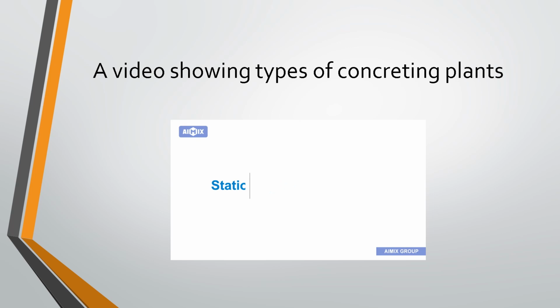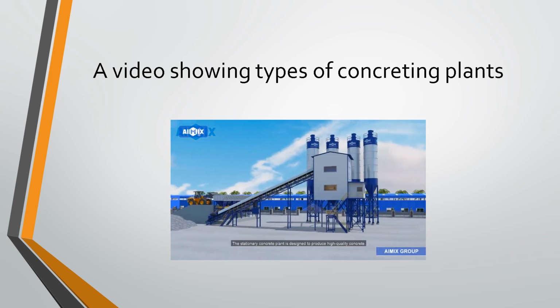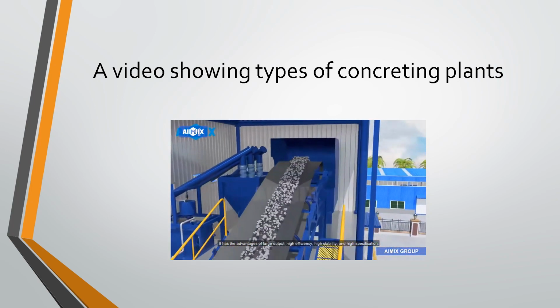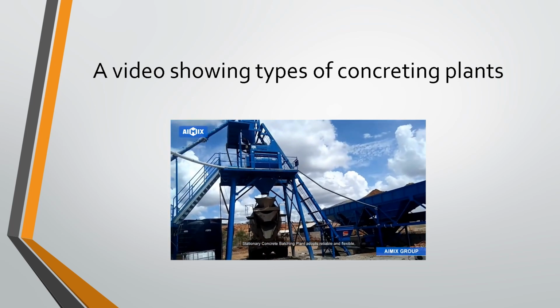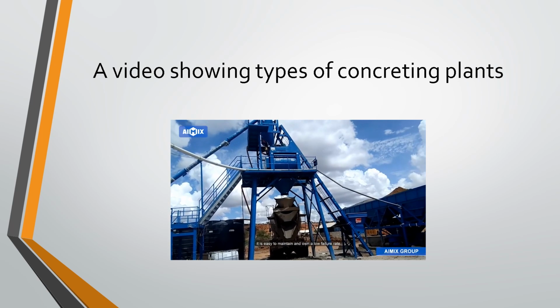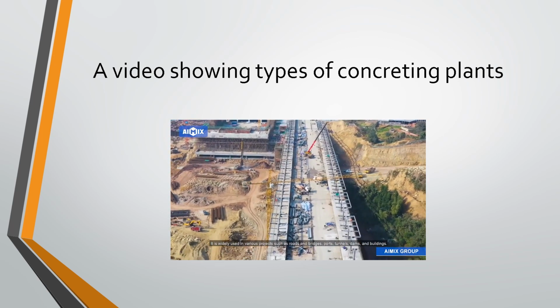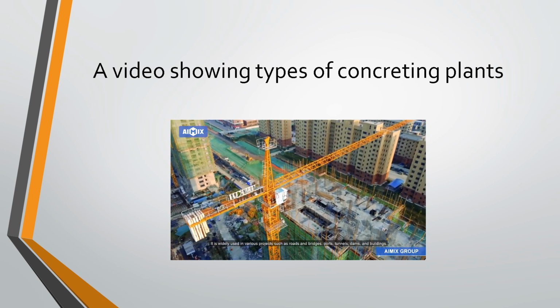Stationary concrete plant. The stationary concrete plant is designed to produce high-quality concrete. It has the advantages of large output, high efficiency, high stability, and high specification. Stationary concrete batching plant adopts reliable and flexible design. It is easy to maintain and has a low failure rate. It is widely used in various projects such as roads and bridges, ports, tunnels, dams, and buildings.